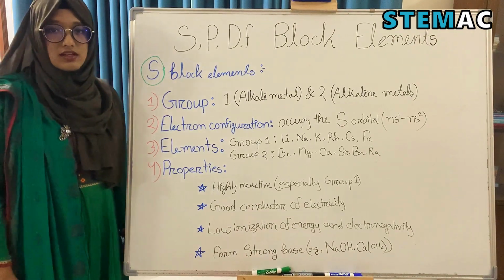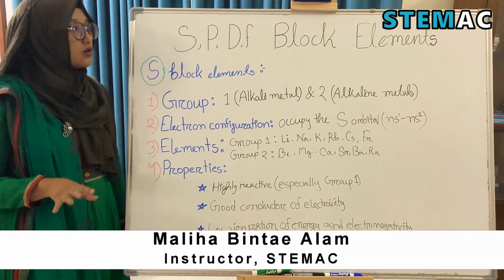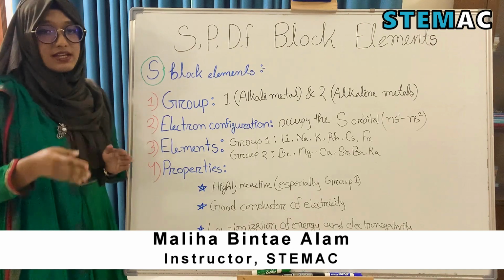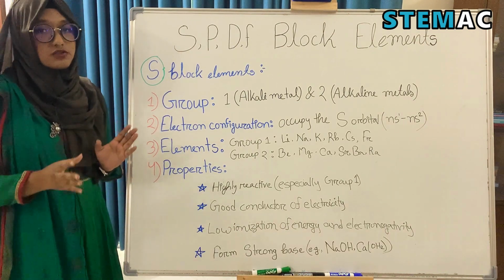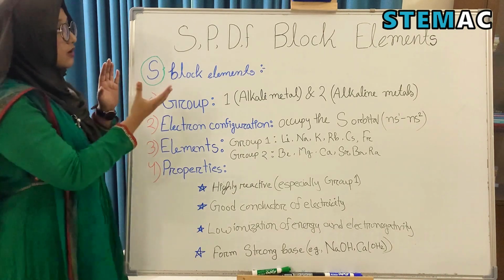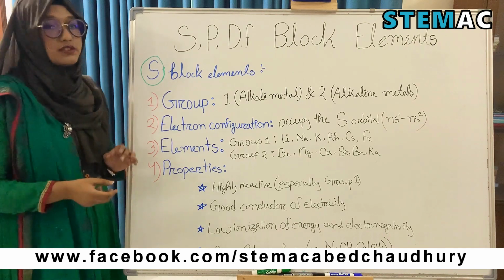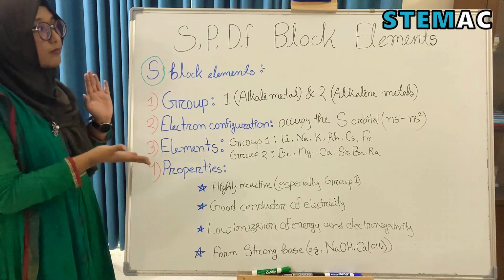In our last class, we talked about SPDF orbitals: in what axis those electrons are present, and how those orbitals look, how the S orbital, P orbital, D orbital, and F orbital look. And today we're gonna talk about the SPDF block elements.